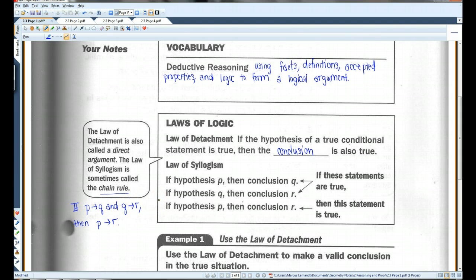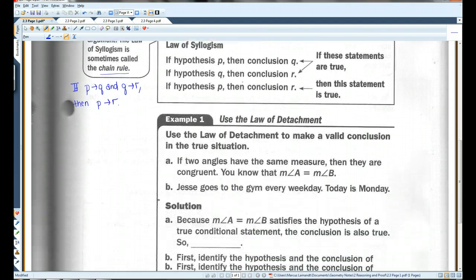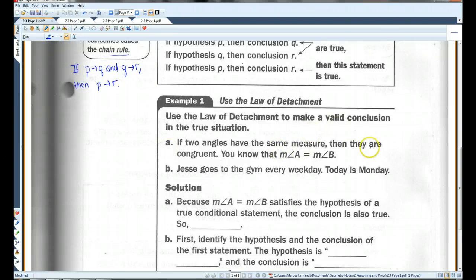Okay? So for example, if two angles have the same measure, then they are congruent. You know that the measure of angle A equals the measure of angle B. Because this satisfies the hypothesis of a true conditional statement, then the conclusion is also true. Angle A is congruent to angle B, because if they have the same measure, then they're congruent. We know that they have the same measure. Therefore, they must be congruent.